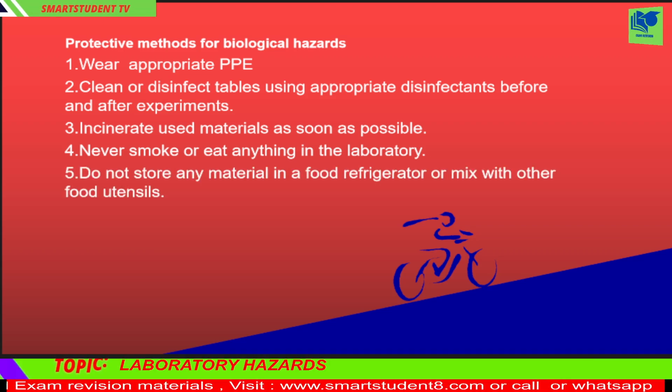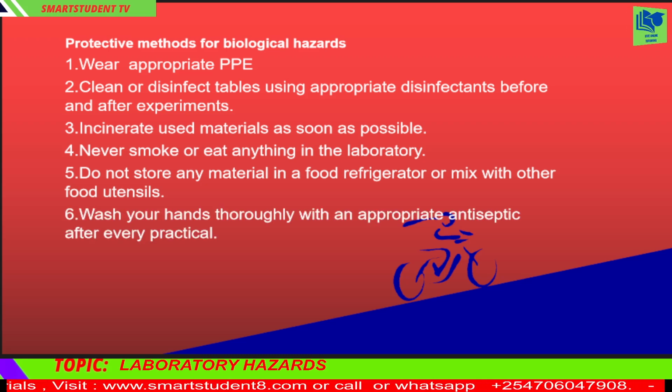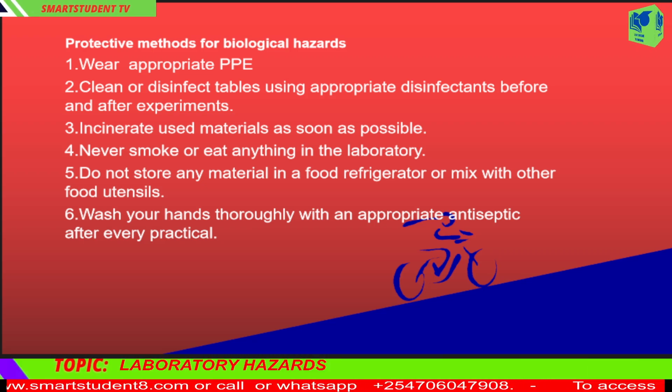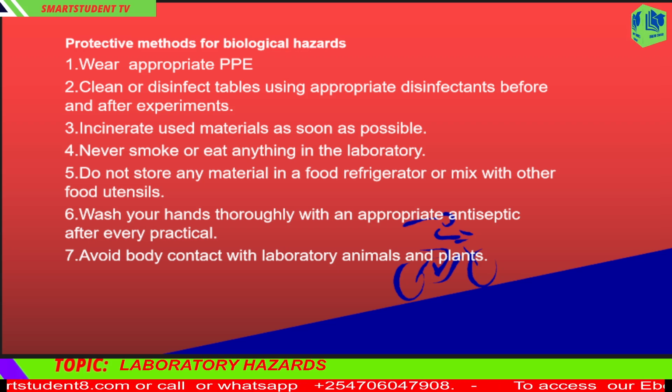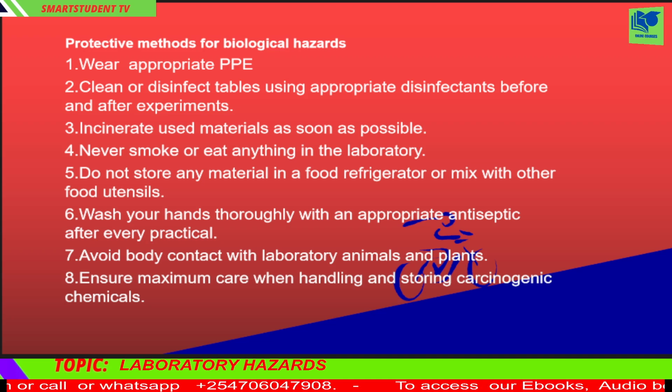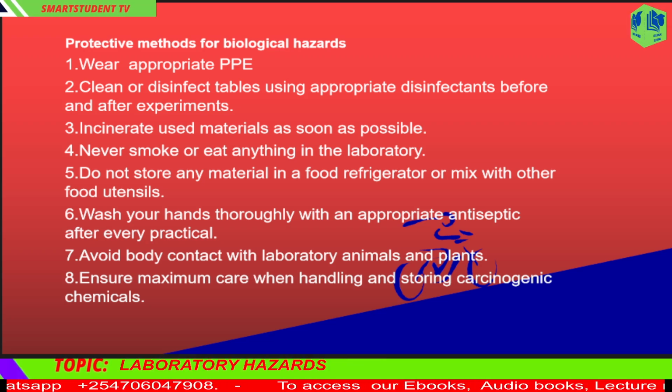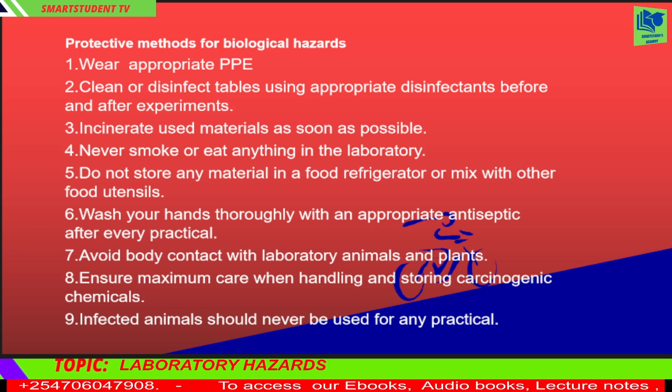6. Do not store any material in a food refrigerator or mix with other food utensils. 7. Wash your hands thoroughly with an appropriate antiseptic after every practical. 8. Avoid body contact with laboratory animals and plants. 9. Ensure maximum care when handling and storing carcinogenic chemicals. 10. Infected animals should never be used for any practical. 11. Stock of fresh lab animals must be obtained only from a reliable source.